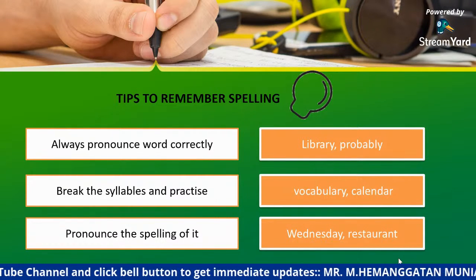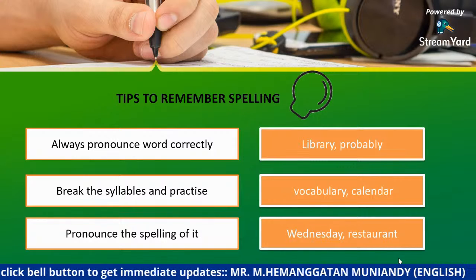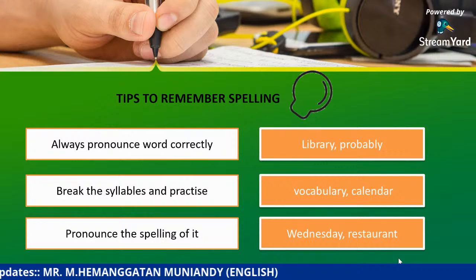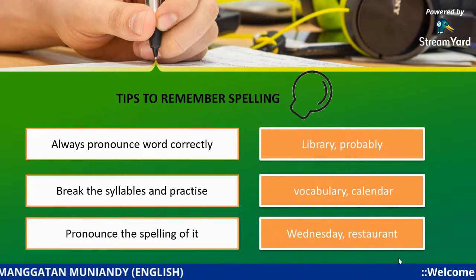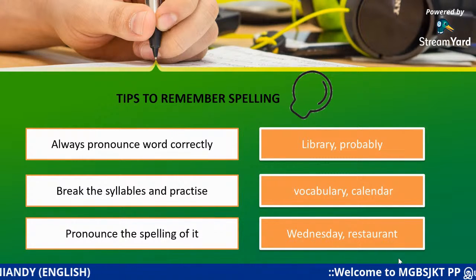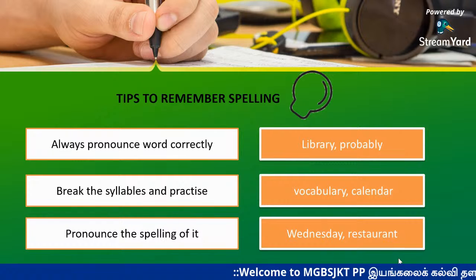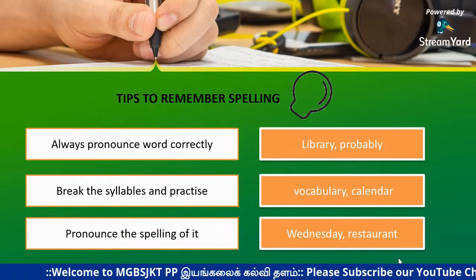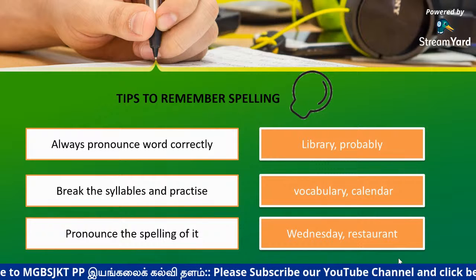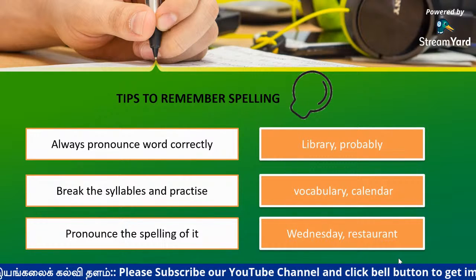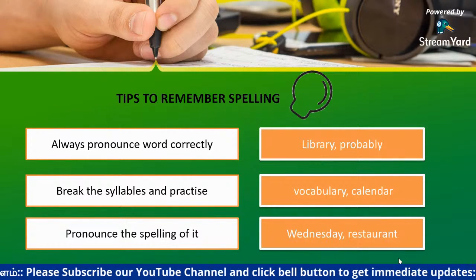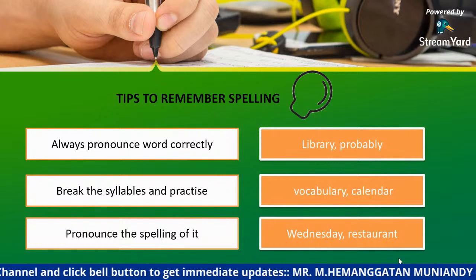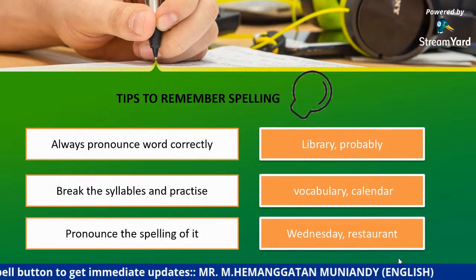We used to say it "libary", isn't it? Instead of library. Probably. Yes, you say "probly", but the actual pronunciation is probably. So after this, all you have to do is to pronounce words correctly. If you need any pronunciation aid, any pronunciation help, just go to Google and it will read it for you.